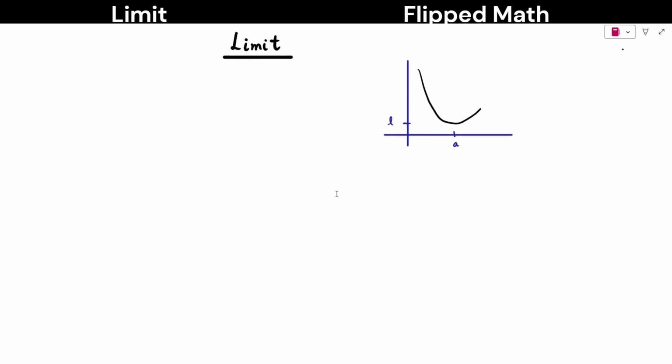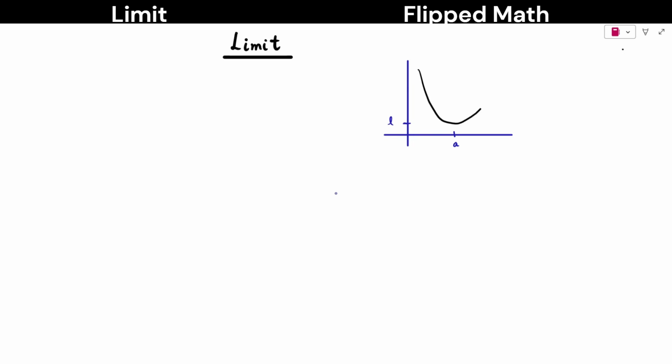Hello everyone, today we will do limit in a very simple way. Not only the definition, just understanding here. The limit of a function. Limit means you are trying to approach something.